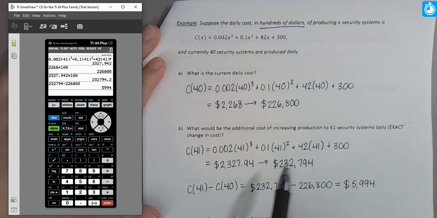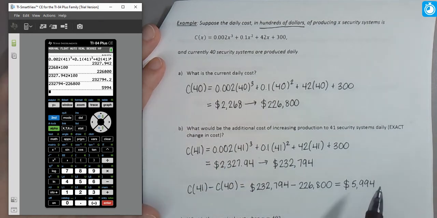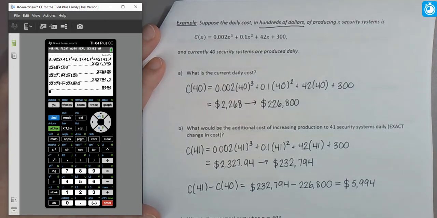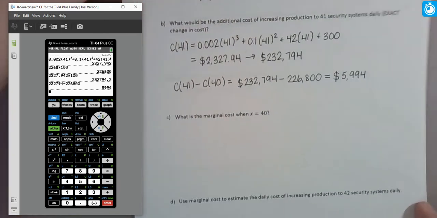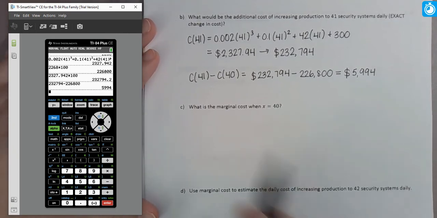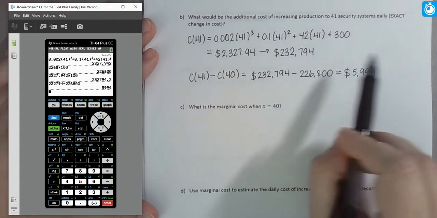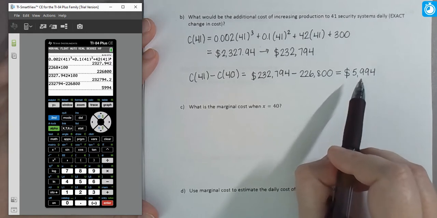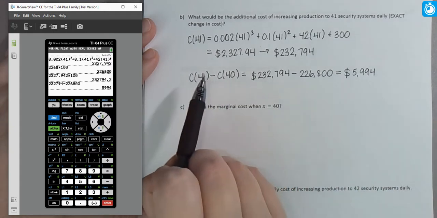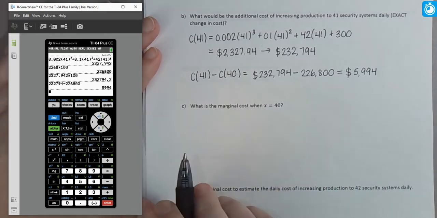In total, it's going to cost us $232,794 to produce the full 41 units, but the additional unit, the one additional unit we add on to go from 40 to 41, this is going to be the cost of producing that one additional unit. So the next question is, what is the marginal cost when x is equal to 40? So as soon as I see marginal cost, I'm using the derivative. It's an estimate of this value. If this is the exact amount to go from 40 units to 41, the exact additional cost, the marginal cost is sort of a quick estimate of that.